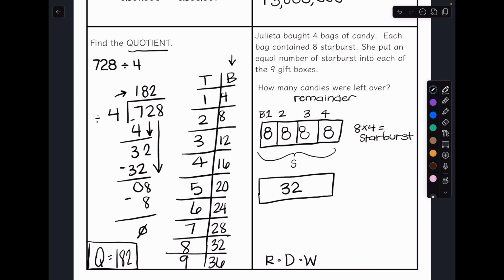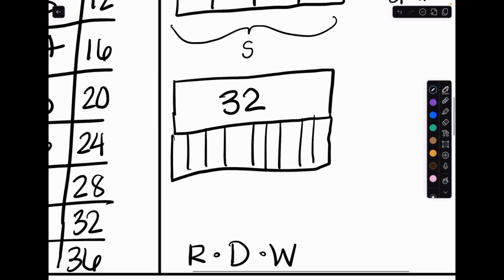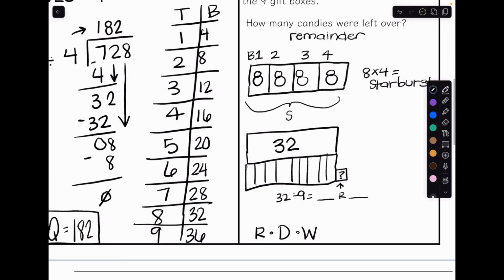And now we are distributing my total of 32 Starbursts into 9 groups. So I would come down and have them make that 2, 3, 4, 5, 6, 7, 8. The spaces are not perfect, but that's okay. And we're just looking, how much is going to be left over. So that's like over here, our remainder. How many will be left over? So, of course, they would have to do 32 divided by 9 and get their quotient and their remainder. And the remainder is what we're looking for.